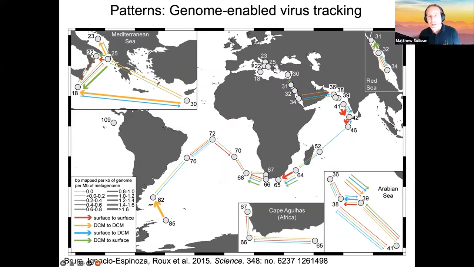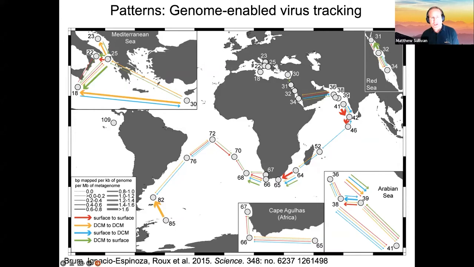So if we have these catalogs, what can we learn about how the oceans function? This is a cruise track of the Tara, where each number represents a station with a gray dot, where the boat spent about 24 to 48 hours sampling. And then the colored arrows represent the genome-enabled virus tracking, the flow of virus populations at different depths that are listed here in the bottom left.